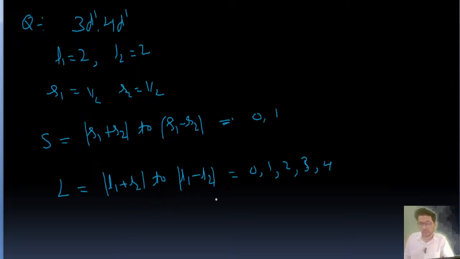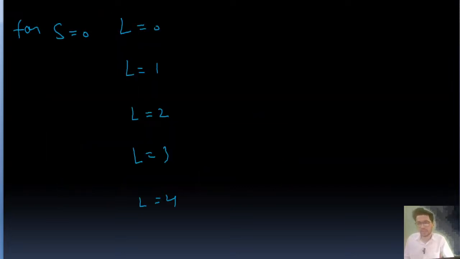Now for S equal to 0, the values of L are L equal to 0, L equal to 1, L equal to 2, L equal to 3, and L equal to 4. So these values are there. So coupling S with this: first 0 with all these L values, and then 1 with all these L values, right? So from here, J values are, this is the simple one.